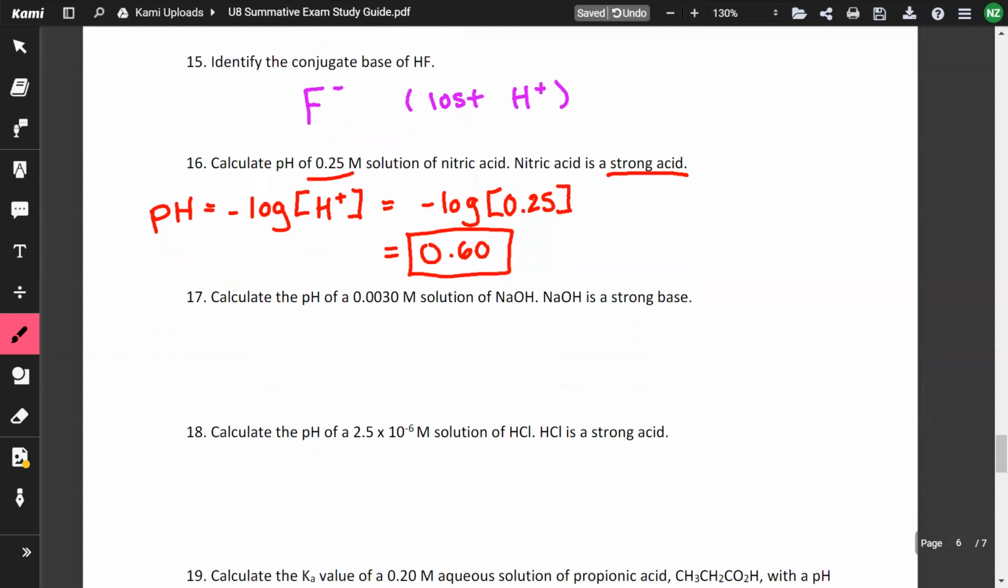All right, calculate the pH of a 0.003 molar solution of NaOH, and it tells us NaOH is a strong base. Strong acids, you can just plug straight in. Strong bases, there's a little bit more work. So we're not finding pH, we're finding pOH when we do our negative log.